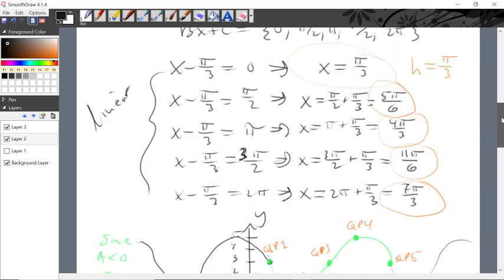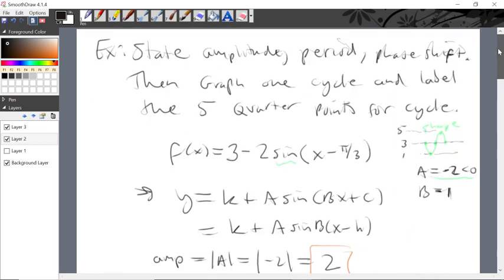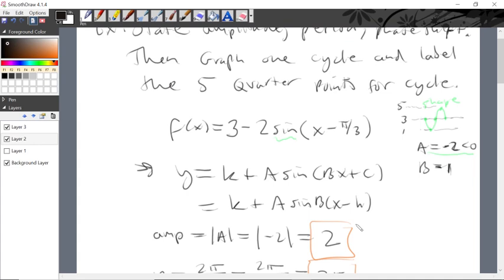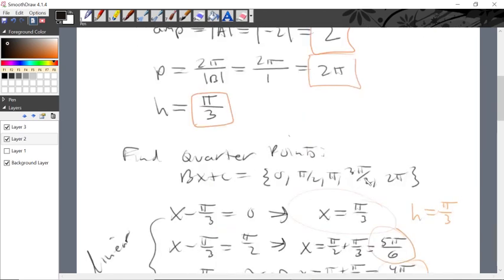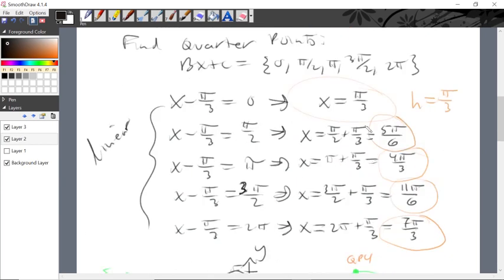So it's not just graphing from 0 to 2 pi. To find the quarter points, you take whatever the argument is, if it's bx plus c or b times x minus h, either one, because they're the same thing. You set the argument of the trig function equal to the 5 values 0, pi over 2, pi, 3 pi over 2, and 2 pi. Solve those 5 linear equations for x, and those will be the 5 x coordinates of the quarter points.